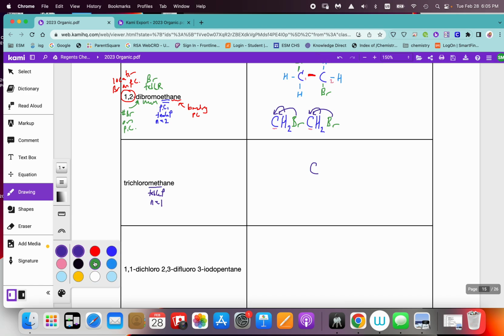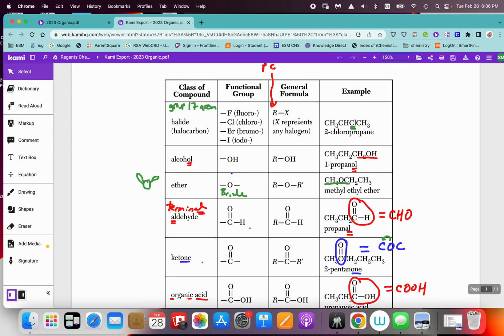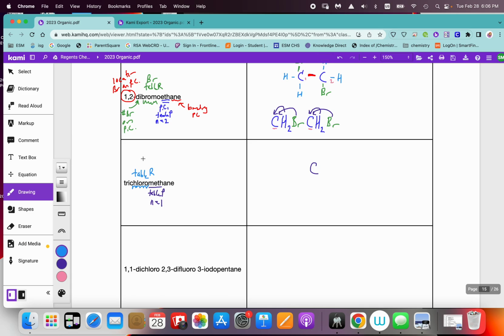Now, when I look at this name, I see chloro. That is something from table R. So if I go to table R, I look at functional groups and I find chloro. That means Cls have to be added to the parent chain. So chloro means Cl. Now I also notice that it says tri. That tells me the number of chlorines. So tri means that we have to add 3 Cls to the PC.